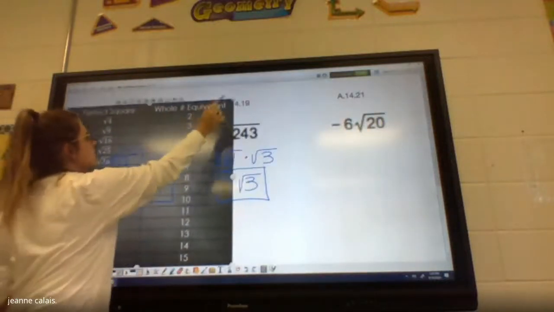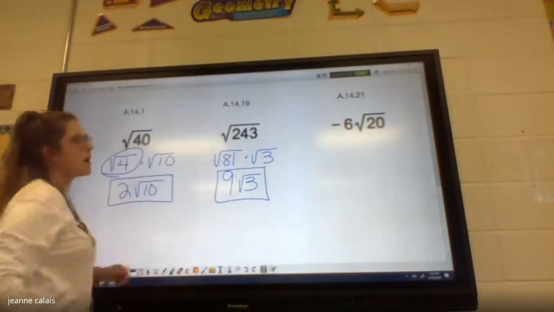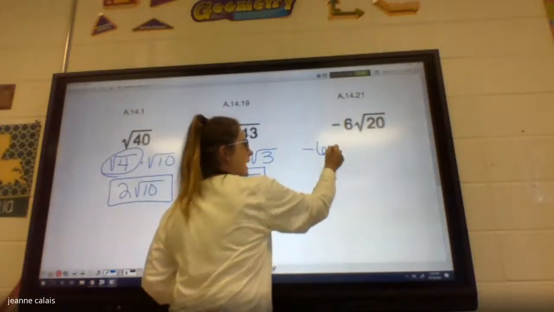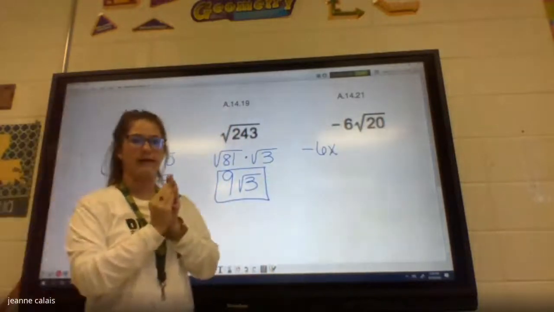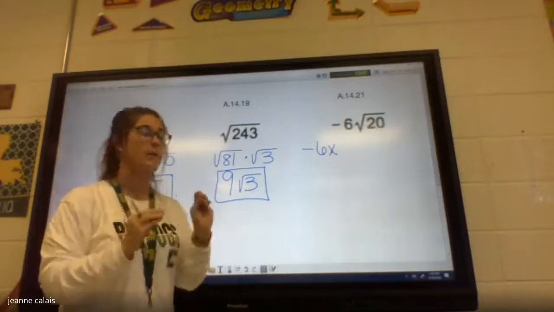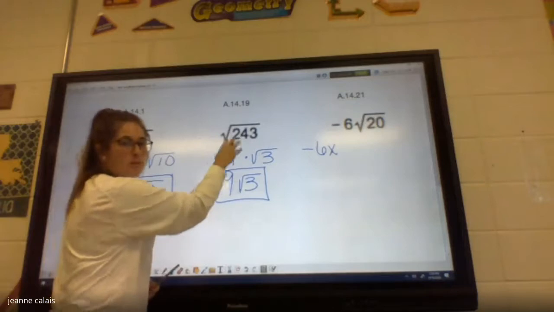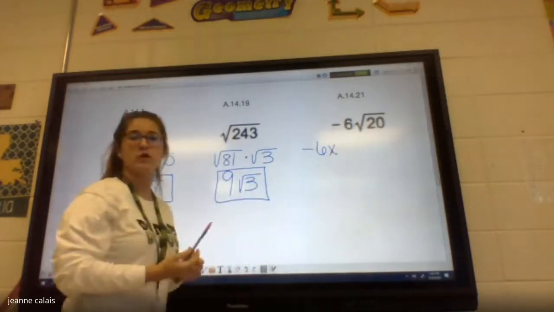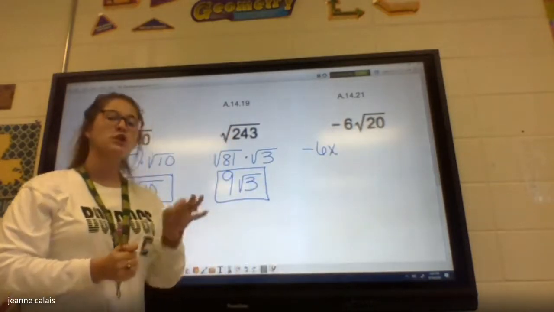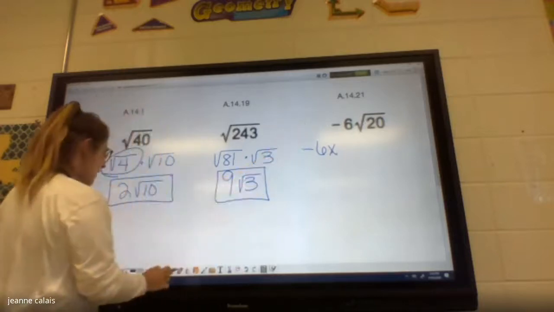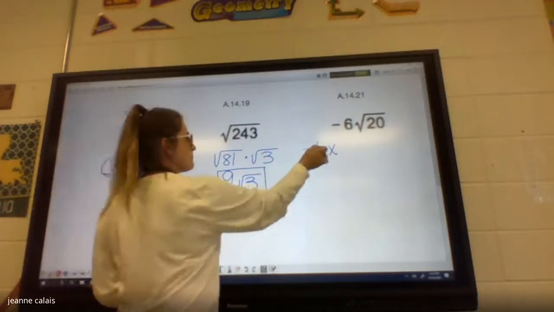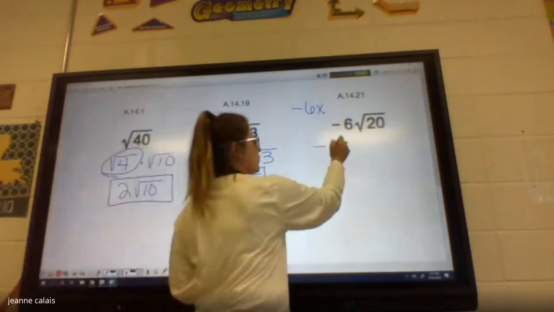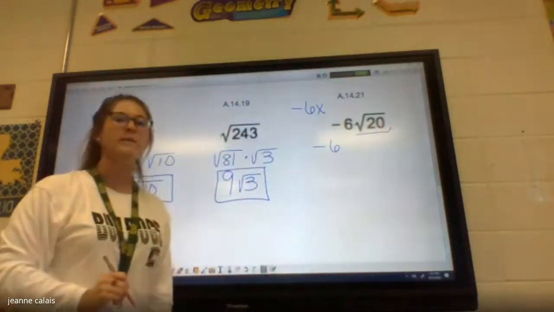When you have a number and a variable like that, touching, that means multiplication, right? Same concept. Think about what we're doing. We're talking multiplication right here. So this is -6 times the square root of 20, technically. So what you're going to do here is leave that 6 outside. Leave it alone. Bring it down. Worry about simplifying 20.